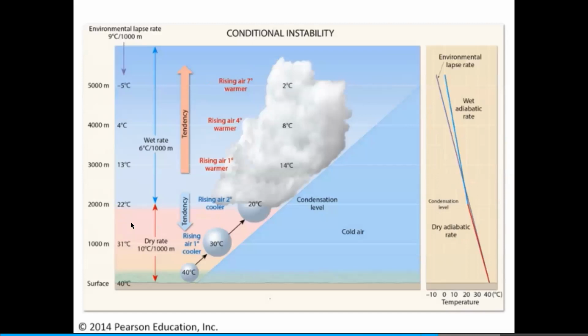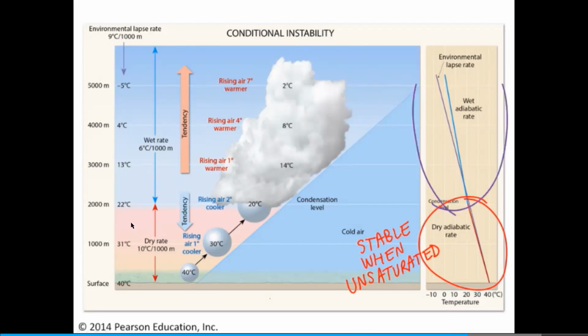Okay, now the more interesting situation is this one. This is what we get when we have conditional instability. We have a stable air mass when it's unsaturated. In other words, when it's cooling at the dry adiabatic rate. But the wet adiabatic rate is greater. Once it crosses that critical condensation level, then we're going to be using the wet adiabatic rate, and so that is going to be greater than the environmental lapse rate. That is unstable once you reach this situation where the air mass is saturated.